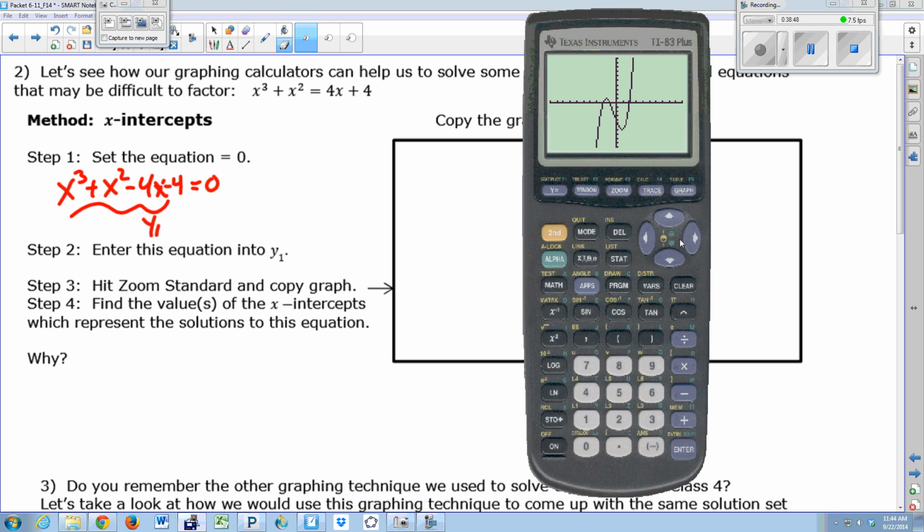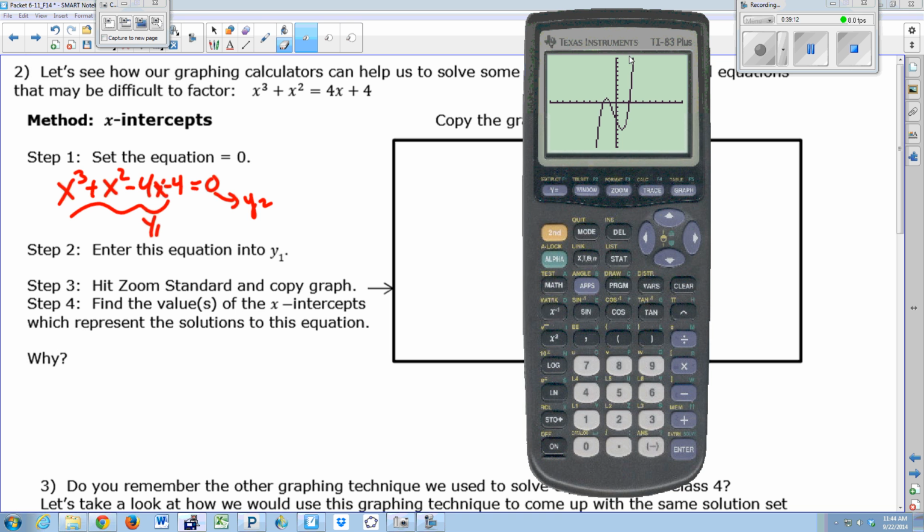This equation is asking, when does this, which is on your graph right now, when does that equal 0? So essentially you're saying, if I put this in for y2, y equals 0 is the x-axis. So you're actually saying, when does the graph of this cross your x-axis? That's what we call our x-intercepts.